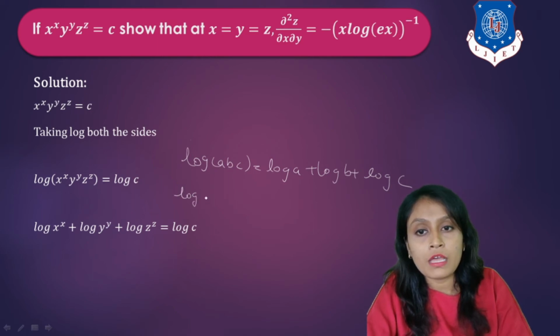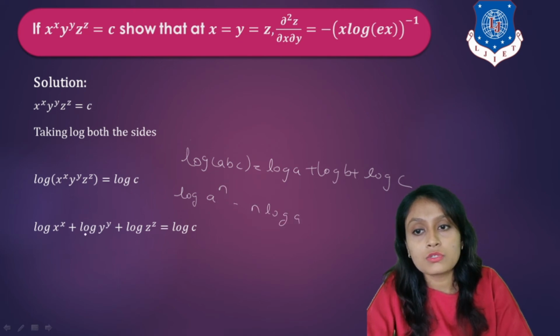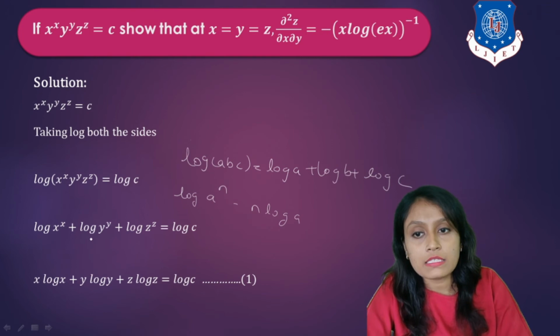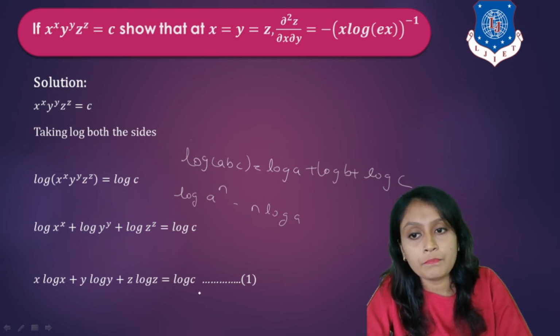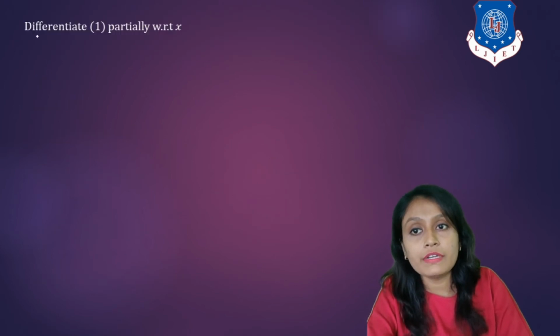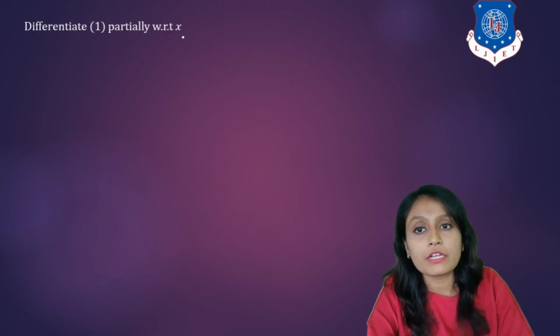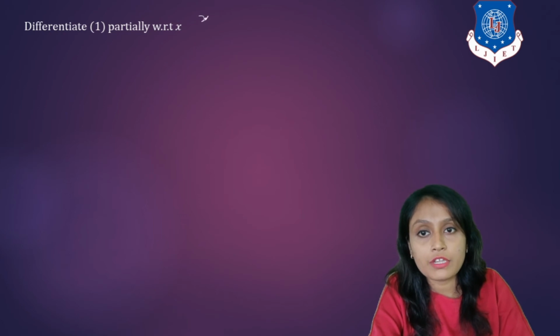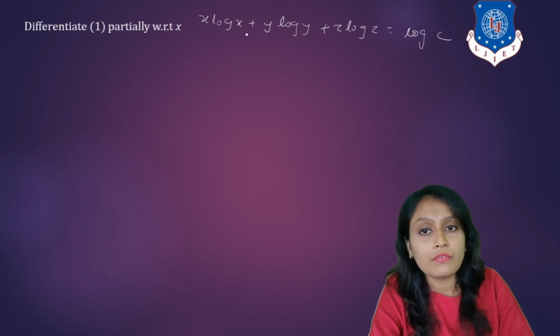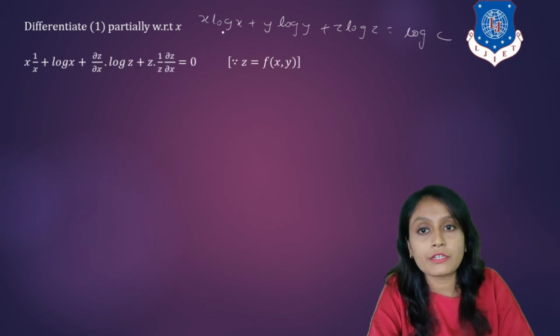Now apply this formula, log of e raised to n, that is n log e, right? So here you will get x log x plus y log y plus z log z is equal to log c. Okay, next we will differentiate this equation 1 partially with respect to x. Now equation 1 is what? x log x plus y log y plus z log z is equal to log c. Okay, now differentiate this equation with respect to x.